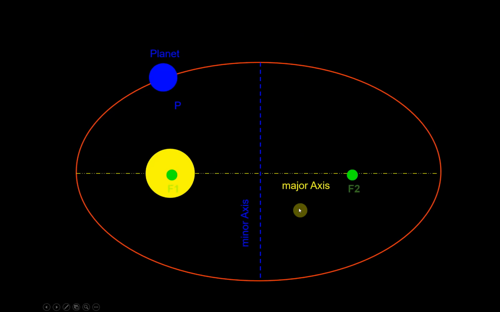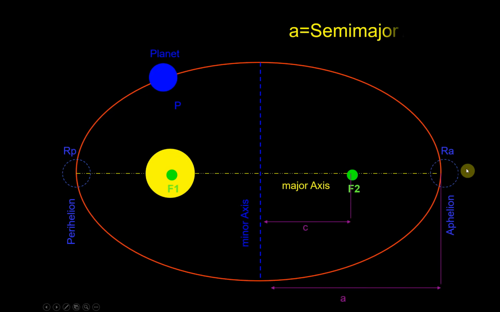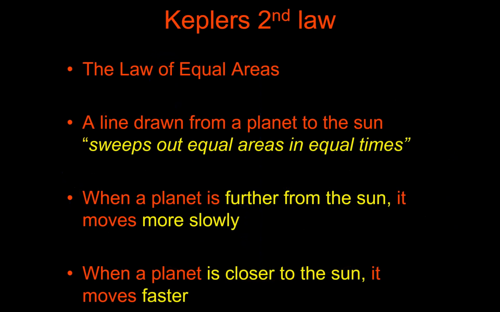So when we're over here in our orbit, we have more kinetic energy. When we're over here, we have more potential energy. When the distance is a maximum, potential energy is maximized. When the distance is a minimum, kinetic energy is maximized. That was Kepler's first law.